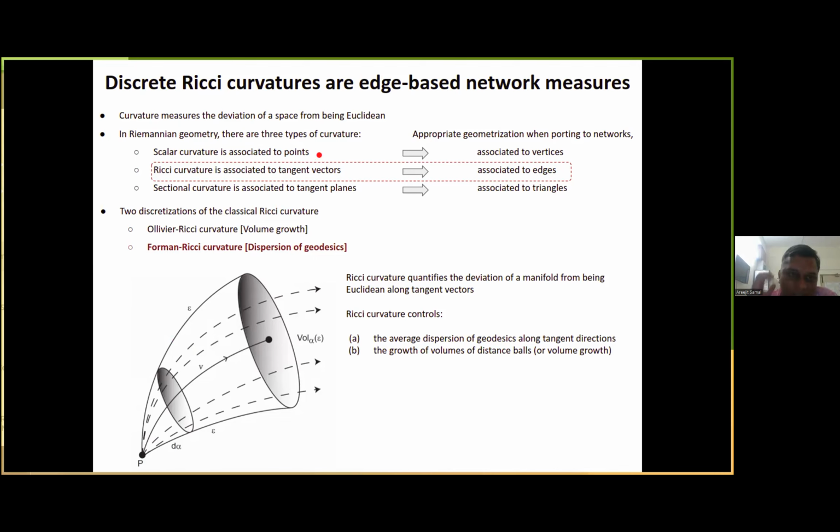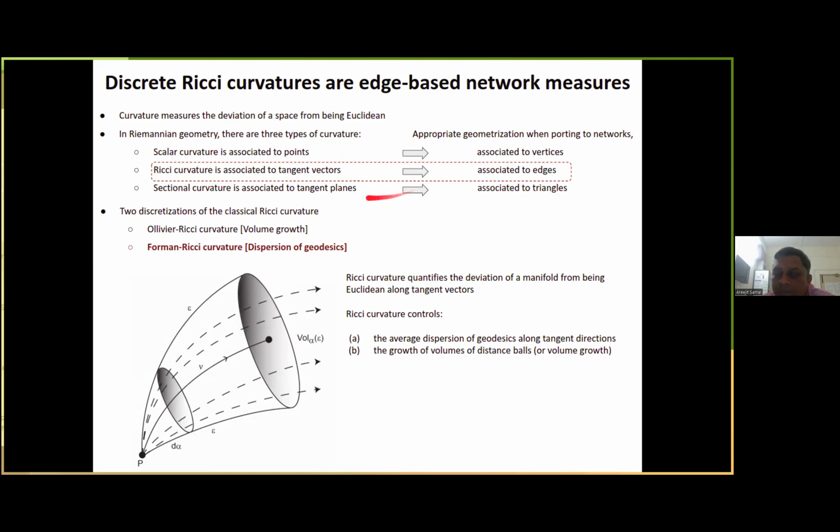These are edge-based network measures, and I'll make a point about this. As you know, curvature in geometry essentially measures the deviation of a space from Euclidean. In Riemannian geometry, in continuous spaces, there are three types of curvature. The scalar curvature is associated to points, the Ricci curvature is associated to tangent vectors, and sectional curvature is associated to tangent planes. So when you port these concepts to graphs, you associate the scalar curvature to vertices, the Ricci curvature to edges, and sectional curvatures to triangles.